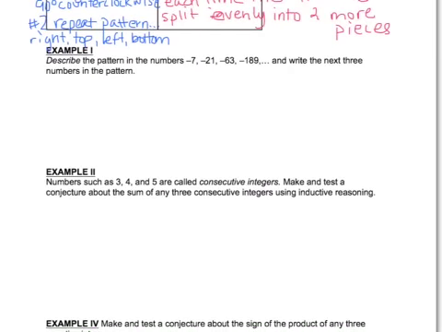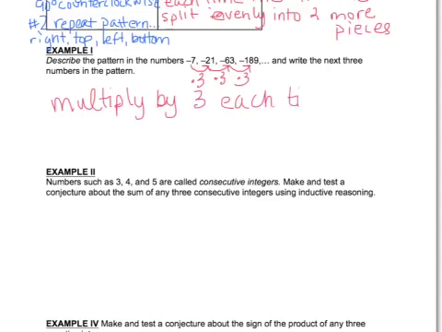So example 1, now we're going to look at patterns that are written out in words. Example 1 says, describe the pattern in the numbers -7, -21, -63, -189, and write the next 3 numbers in the pattern. Looking at this, how could I get from -7 to -21? Well, I could multiply it by 3. And does it work here? Multiply by 3. And here, if I try it out, I'm multiplying by 3 again. So, describing it in words, you multiply by 3 each time.